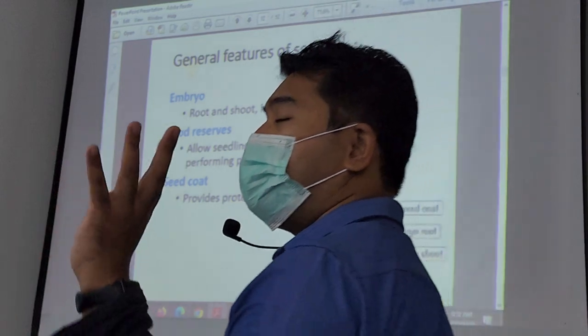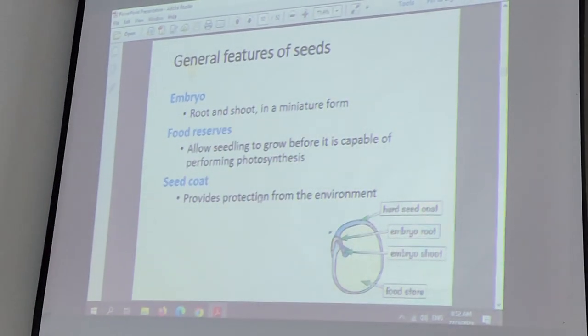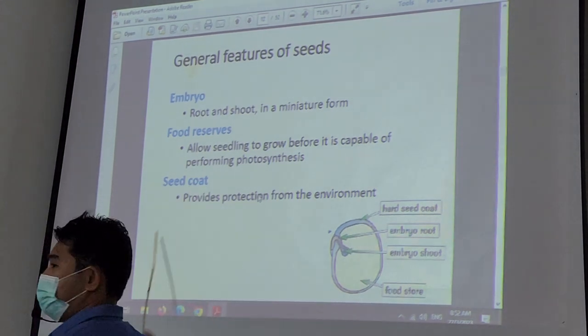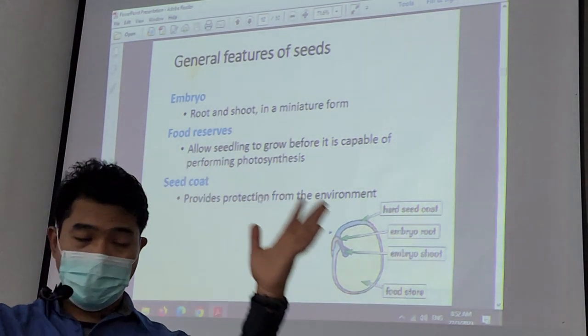So pretty much, if you have learned your soil science, when you learn about the topic of weathering, that's pretty much the function of the seed coat. It tries to protect the seeds from all those agents.